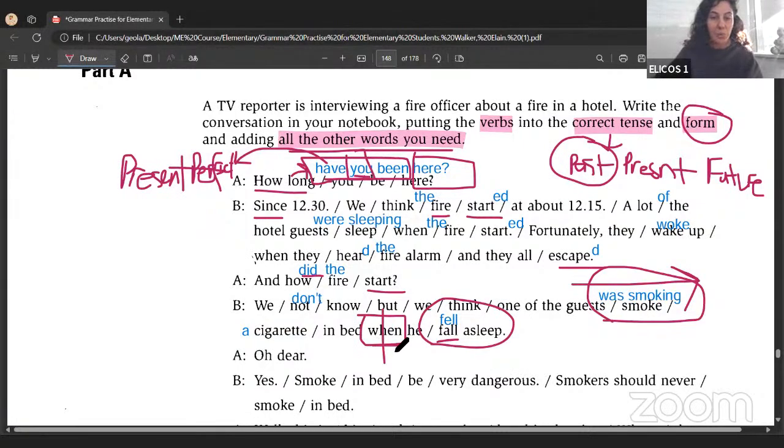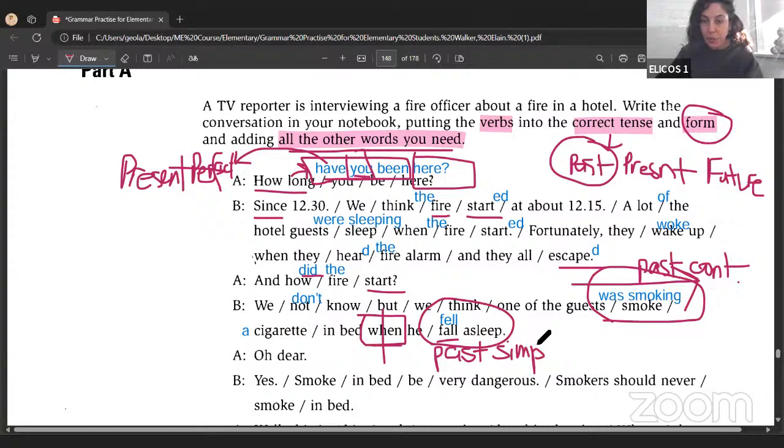So look out for those words that connect two actions, when and while. One must be in the continuous and the other would be in the simple. So they're both past. This would be the past continuous. Okay, past continuous. Just put it like that. And this would be the past simple. And we connect these two actions by saying when.